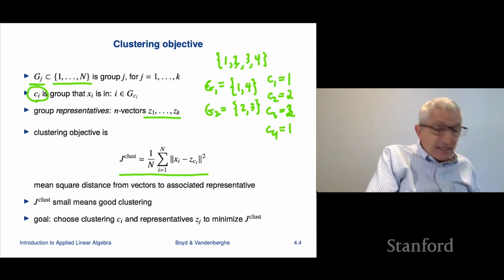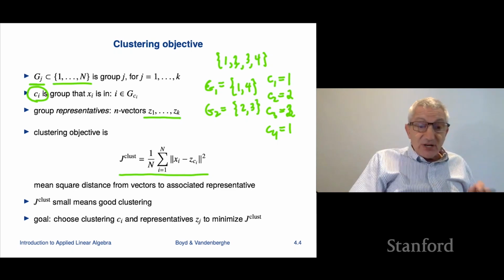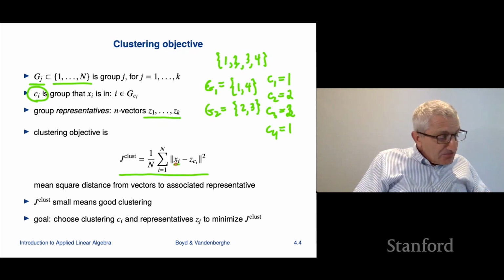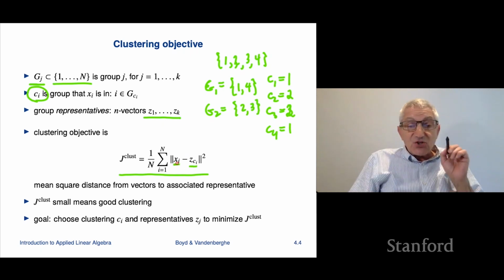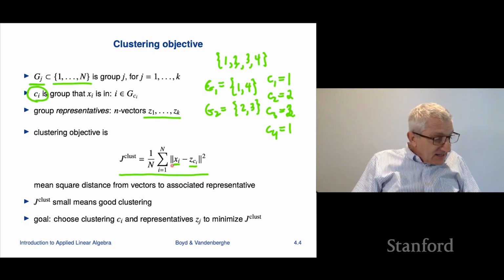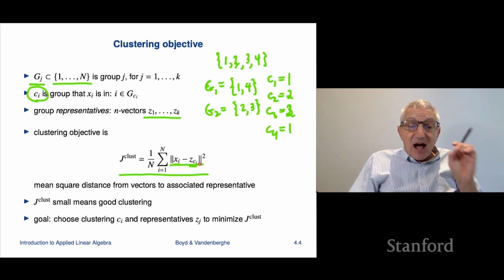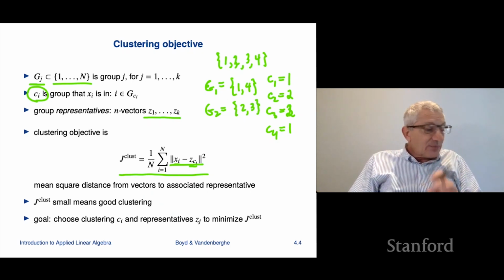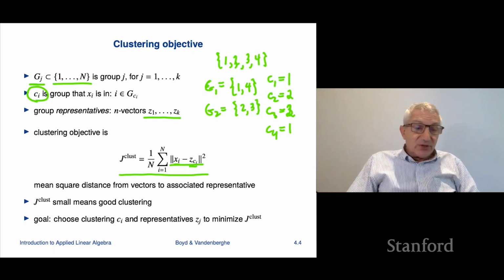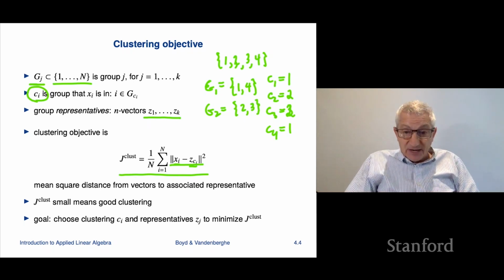So let's look at this clustering objective. Here's what it is. It iterates over all of the data, and for each vector xi, it finds the distance squared to its representative. That's the z_{c_i}. So this is the distance without the square, the distance of item i to its cluster representative. And this says that we should take the sum of the squares of those things, and then divide by n. So you get a mean square clustering objective, right? And so this is it.